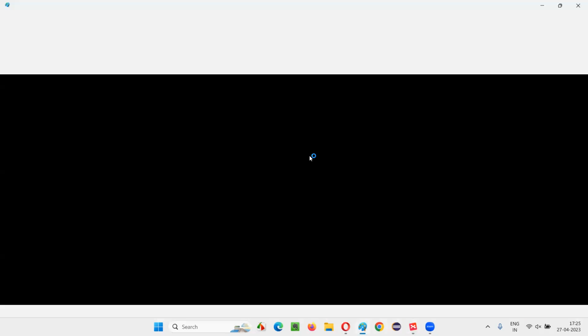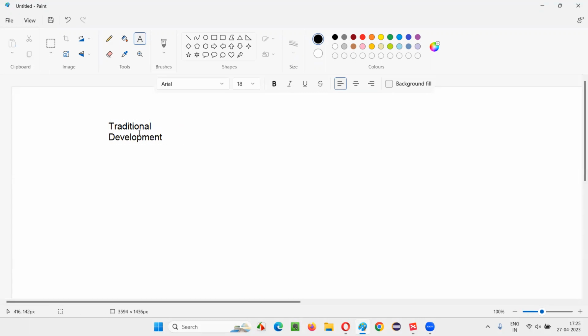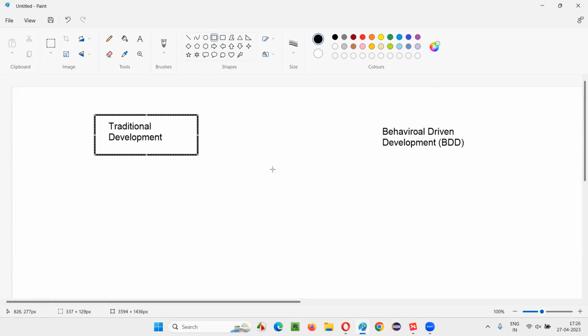So let's get started. On the left side, I'll write down traditional development. In traditional development, there are some challenges. To overcome the challenges, developers will generally go for BDD, that is behavioral driven development, shortly known as BDD. The general development that people do without following BDD practices is traditional development. Traditional means it has been there for a long time, the common way of developing software.